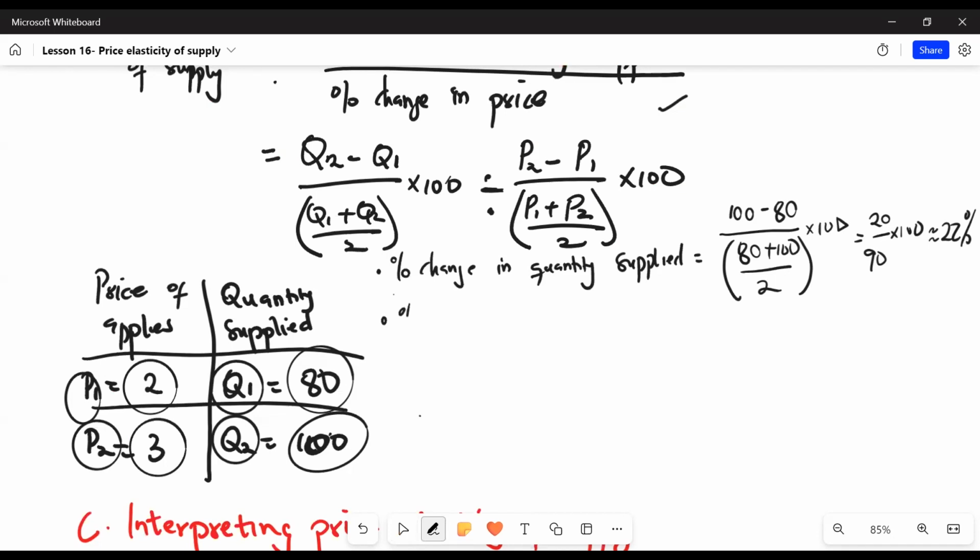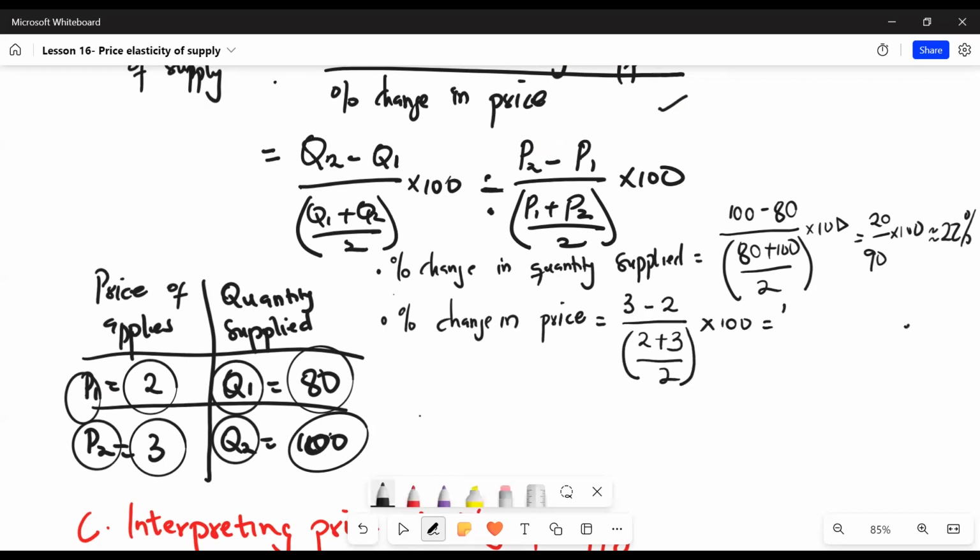Then let's calculate the percentage change in price. P2, which is 3, minus P1, which is 2, divided by P1, which is 2, plus P2, which is 3, divided by 2, times 100. This gives us 1 divided by 2.5 times 100, which gives us approximately 40%.